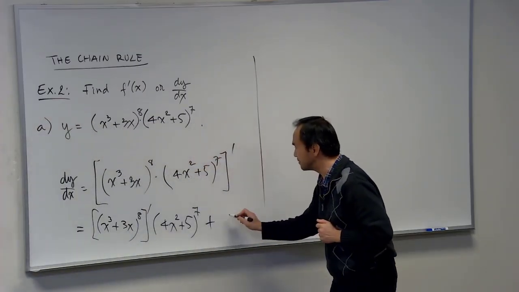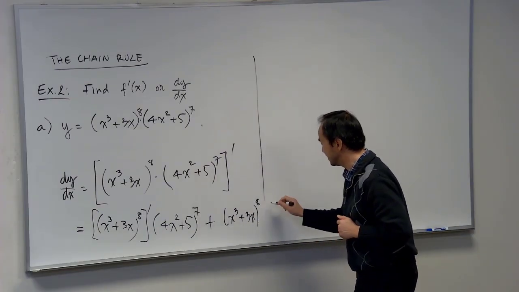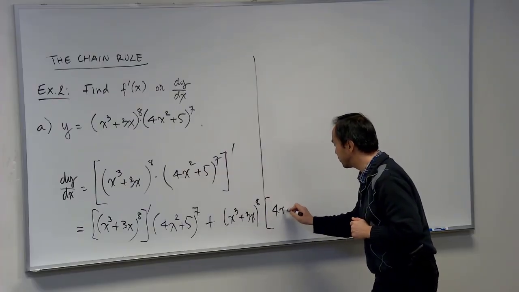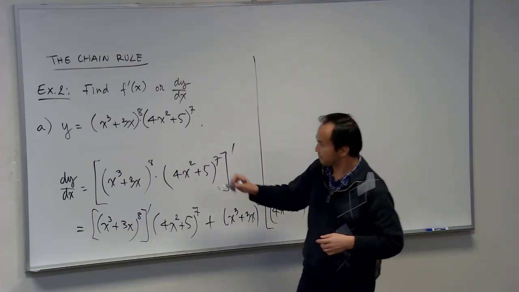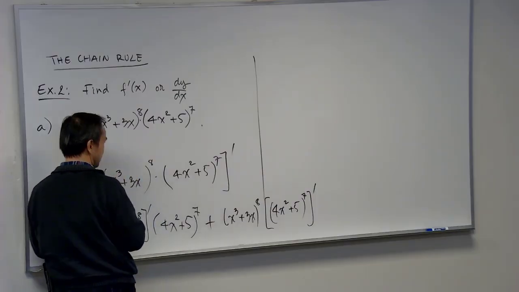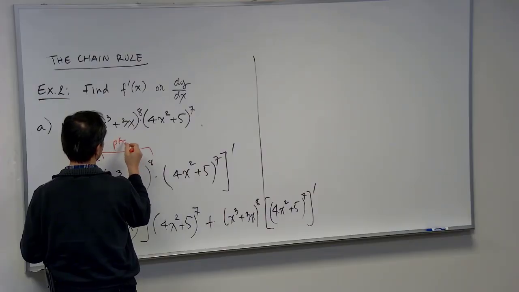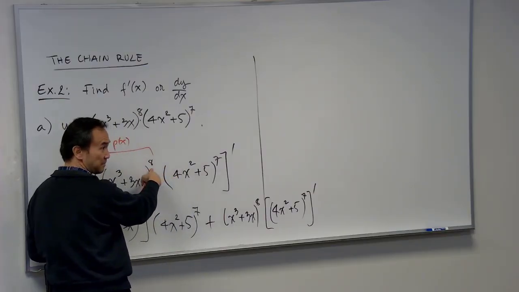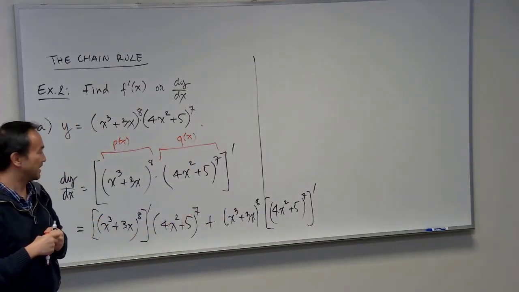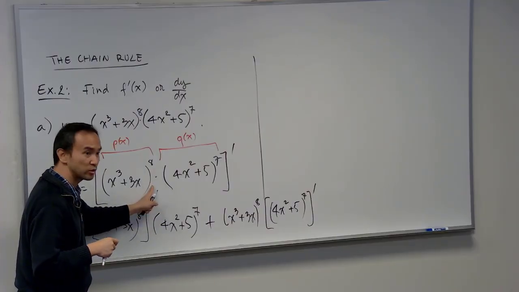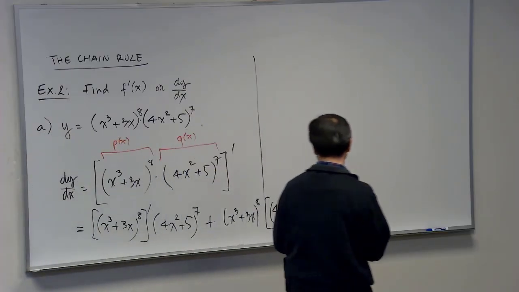We're going to add that with x cubed plus 3x to the 8th power. Okay. And now I'm going to multiply with 4x squared plus 5 to the 7th. I'm going to take the prime of that. So you see, in this product, there's some p of x right here, including the 8th power, and then there's the entire q of x right here, including the 7th power. And that's why the first thing I fired up was the product rule. Okay. So now continuing further with the product rule.